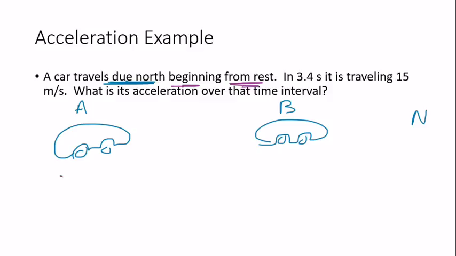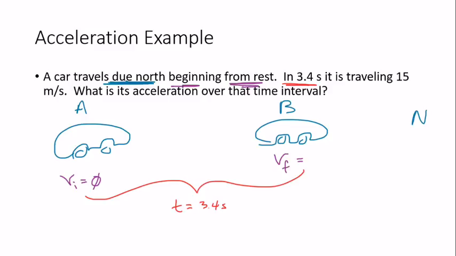So actually I'm going to go ahead and put my velocity sub i, my initial velocity, is 0. I'm going to put my units here in a minute when I see what the units of my final velocity are. And then the problem says in 3.4 seconds, so I'm going to put t is equal to 3.4 seconds. It is finally traveling at, that's going to be my v sub f, at 15 meters per second. Cool. Looks like I can do that.